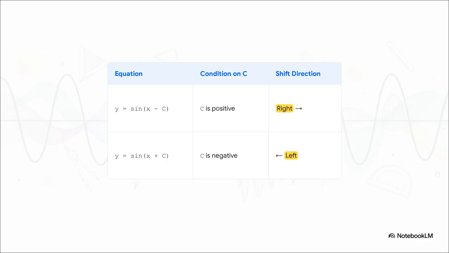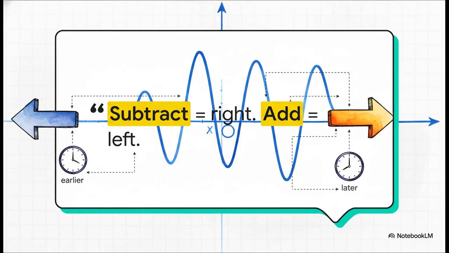And you guessed it, when you see y equals sine of x plus c, with that plus sign, you're going to shift it to the left. It's the complete opposite of what you might naturally think. This is the one thing you absolutely have to burn into your brain. If you walk away with just one nugget of information, let it be this. Subtract means right, add means left. A simple way I like to think about it is that subtracting means a delay. Things happen later. And on a graph, later is to the right.